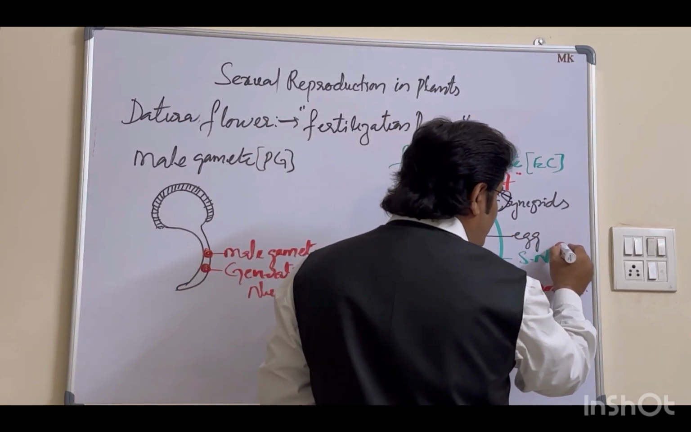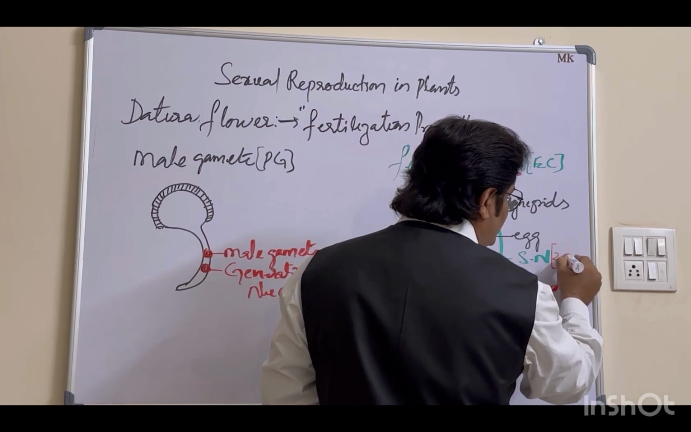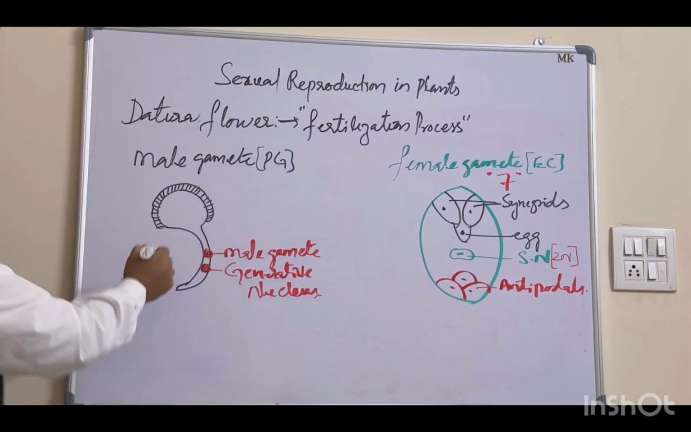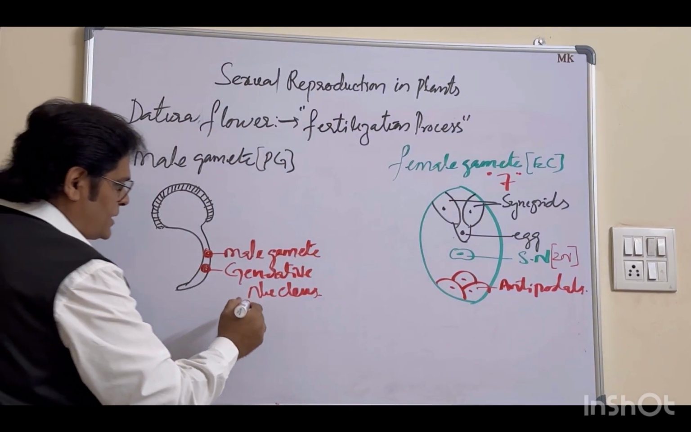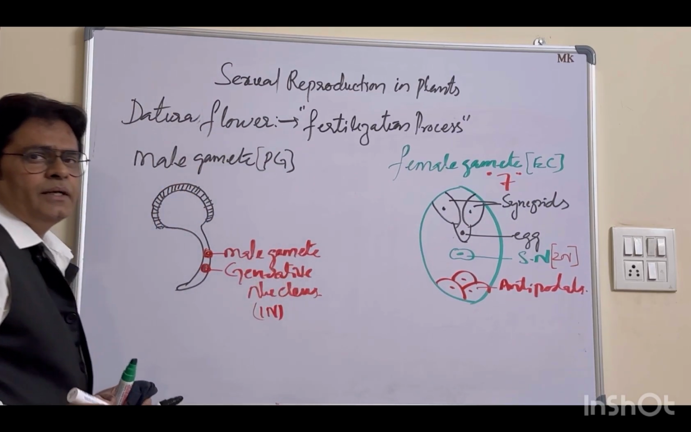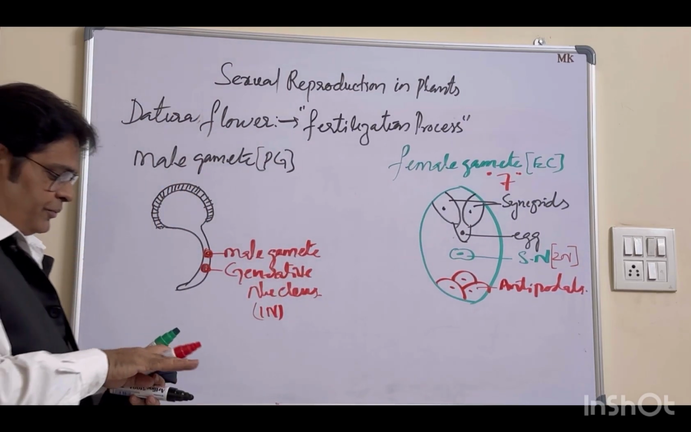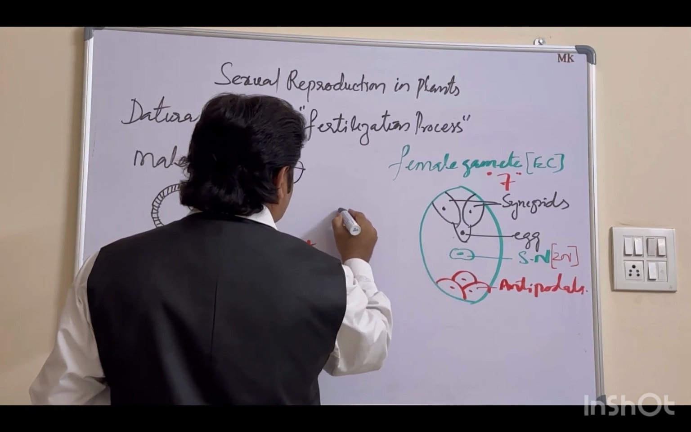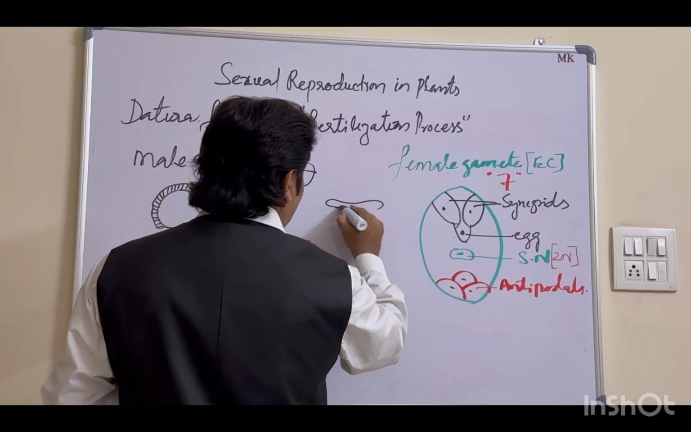This secondary nucleus already has 2 sets of chromosomes. You have to remember this: 2 sets of chromosomes. And this is the pollen tube. The generative nucleus will have 1 set of chromosomes. Clear? Now I'll show you the fertilization process, how fertilization takes place. Male gamete, female gamete. Now this is the stigma.